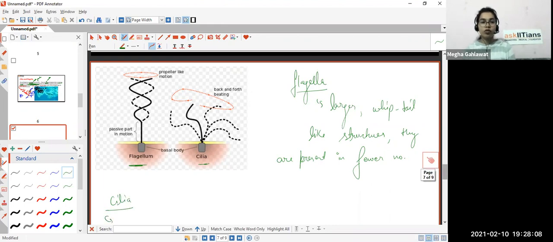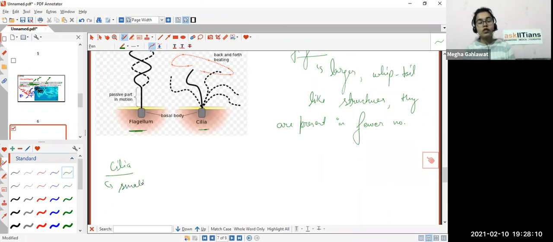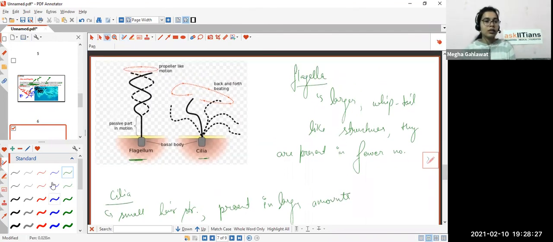We'll be talking about their movements as well, don't worry about it. So, small hair-like structures, and they are present in larger amounts. These cilia move back and forth, and the flagellum moves in a proper propeller-like motion.